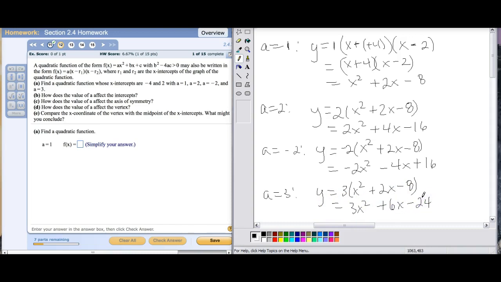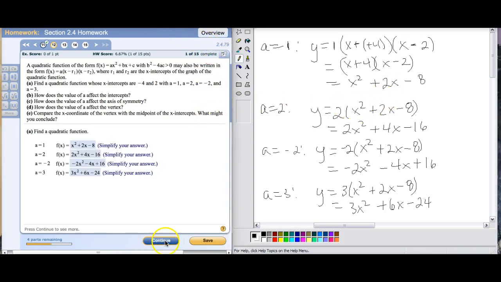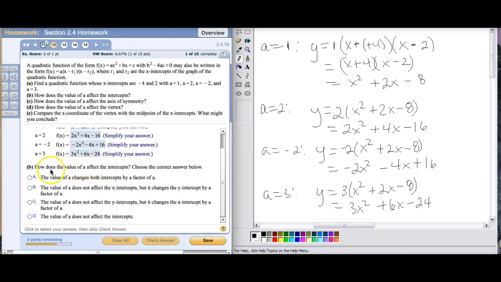Now, notice that in all these situations here, everything is still of the form whatever the a is times x plus 4 times x minus 2. So we'll go ahead and put these answers in, make sure they're correct, and then we'll move forward. All right, so we see that all these end up being correct, so we'll go ahead and move on to the next part of the question. The next part asks us, how does the value of a, which is the leading coefficient, affect the x-intercepts?